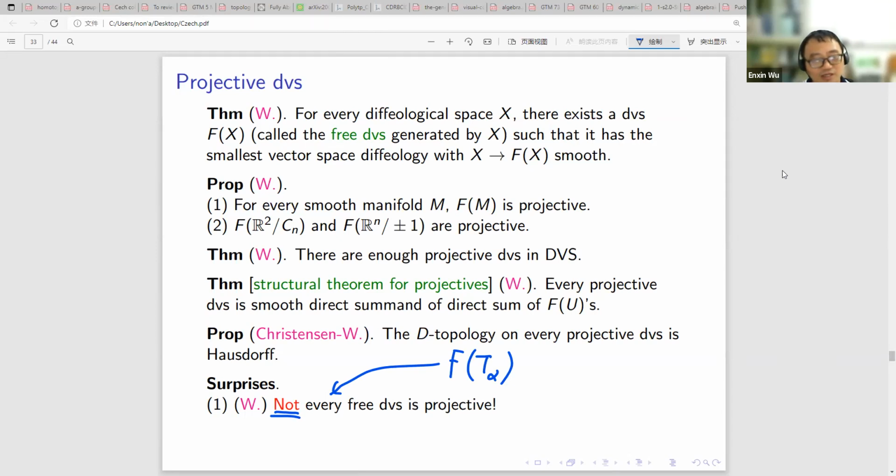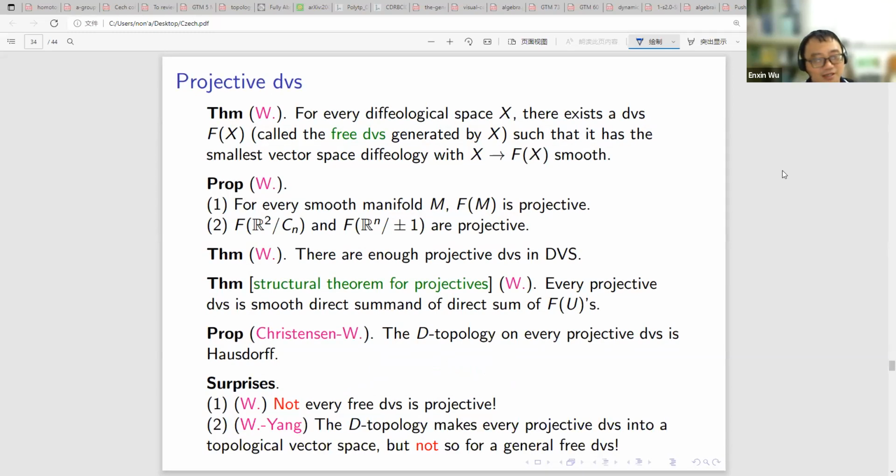And very interestingly, recently, my collaborator and I (Yang is also here) proved that the projective diffeological vector spaces are good, because the D topology makes every projective diffeological vector space into a topological vector space. And the proof is similar. We essentially use this structural theorem and prove it for this FU, then pass to direct sum and direct summand, and then we have results for projective diffeological vector spaces.